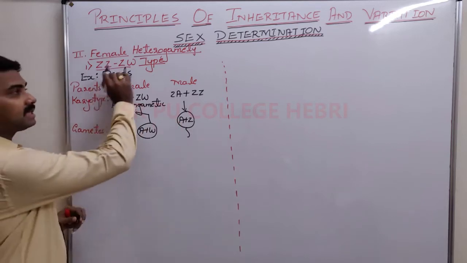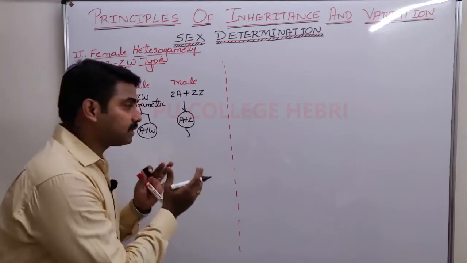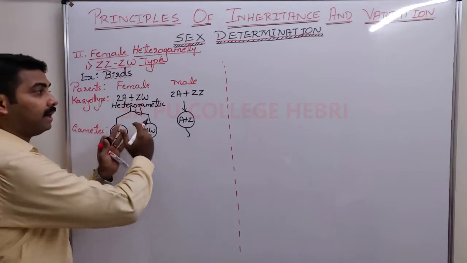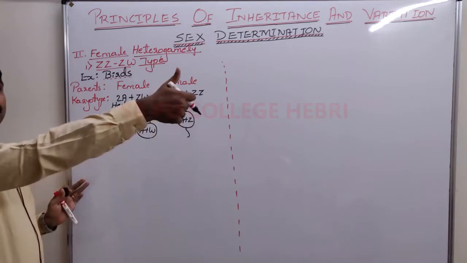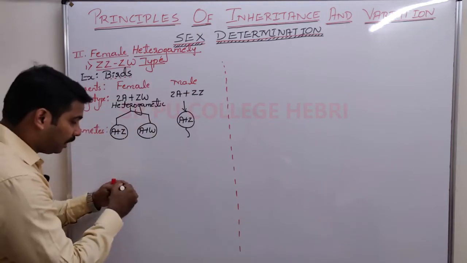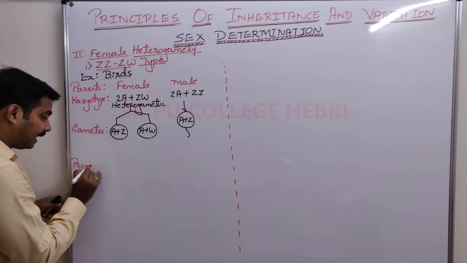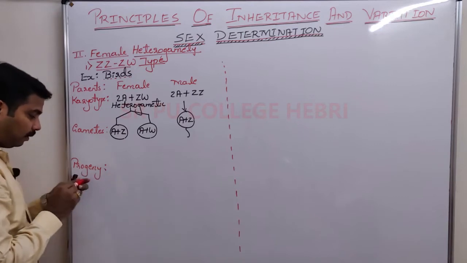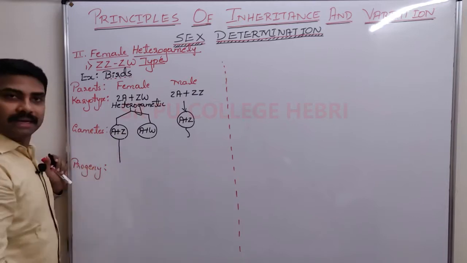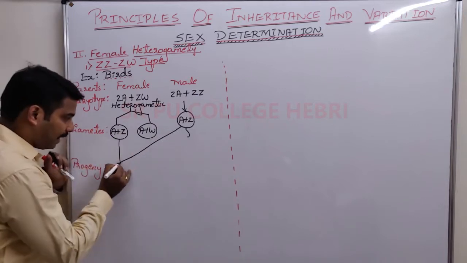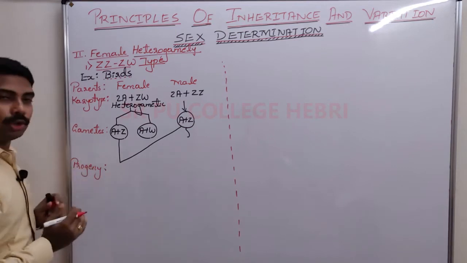Now the scenario here is that the entire choice goes with the female gamete, not with the male gamete. In this case, the female plays the main role in determining the sex of the progeny, in the case of birds. Now very simple, try to understand. If the egg having Z chromosome is fertilized by sperm having Z chromosome, then what is the karyotype of the progeny?